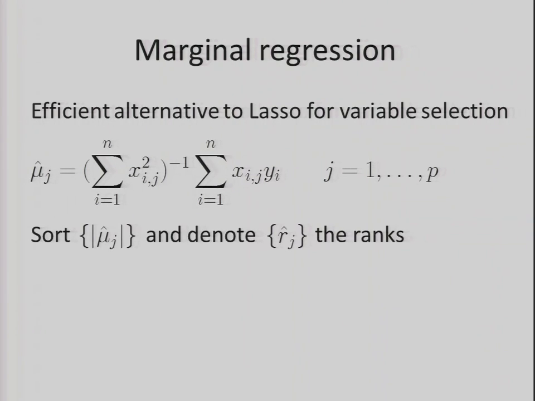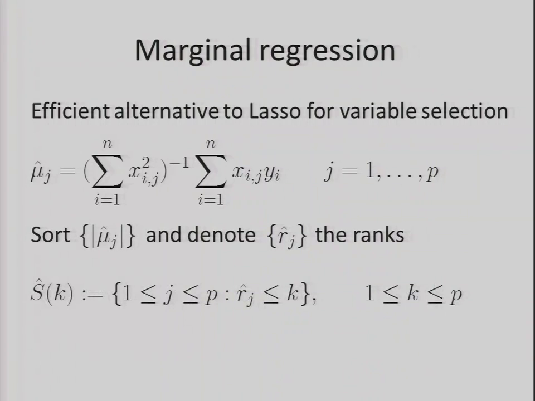Then we sort the absolute values of these marginal regression coefficients in descending order and denote by r hat j the ranks of these coefficients. And then we simply estimate the support set, or the set of relevant variables, to be the k largest coefficients. I'm going to tell you later how to pick this k, but we can pick any k from 1 to p and call this the set of relevant variables. What I would like to discuss later is under what conditions this set can actually recover the true set of relevant variables.